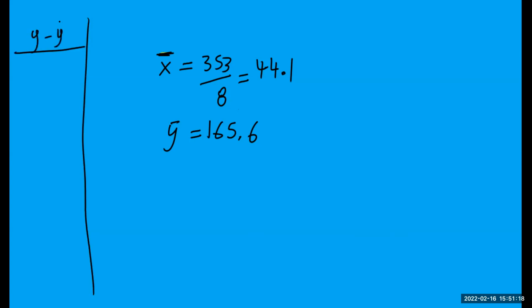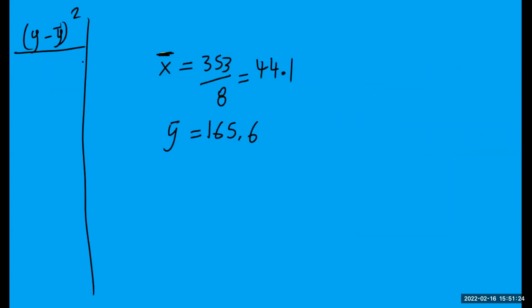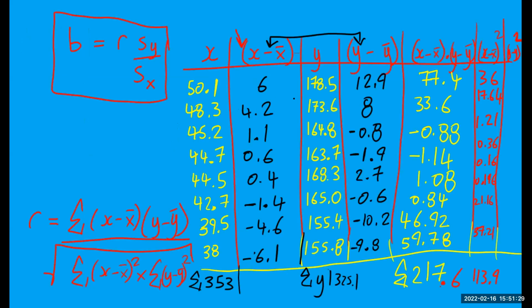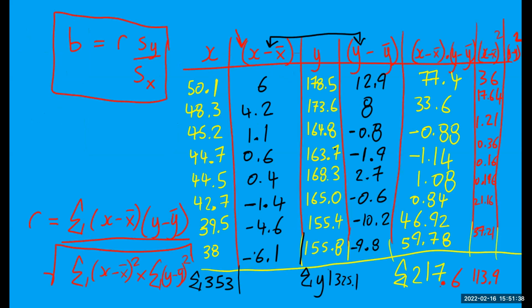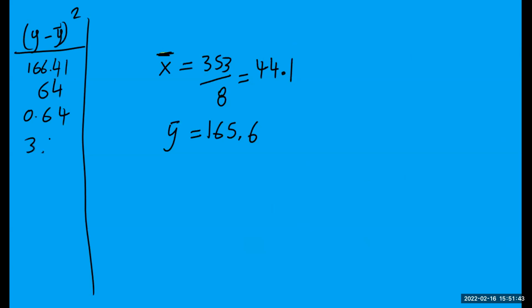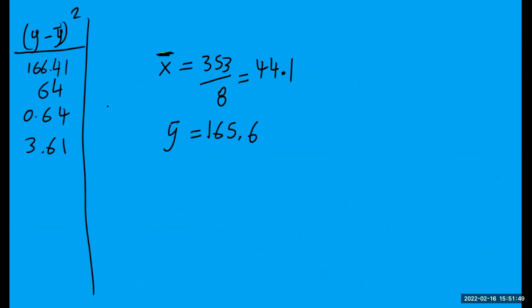So y minus bar y squared, that is this 12.9, when I square it, I get 166.41. Then 8 squared, I know, is 64. Negative 0.8 squared is 0.64. 1.9, I know 19 squared is 361, so that is going to be 3.61. 2.7, I know 27 squared is 729, I should have remembered it. That is 7.29.